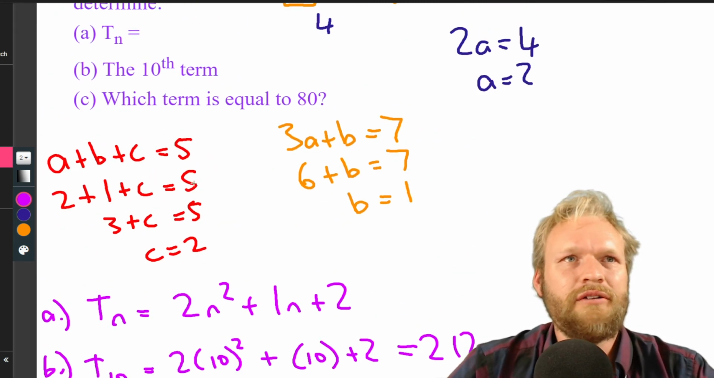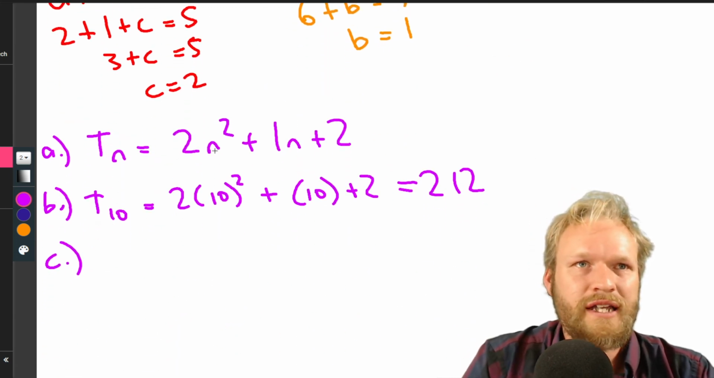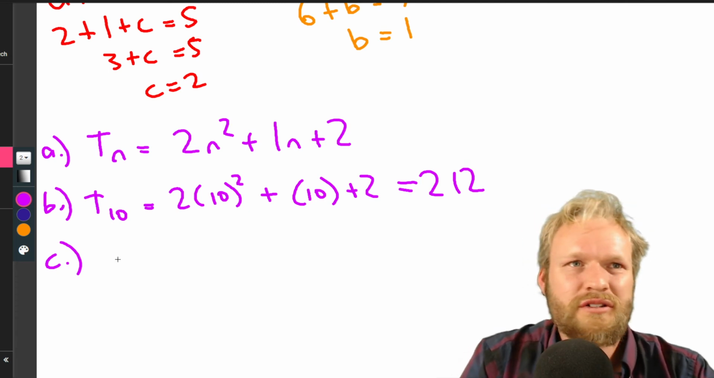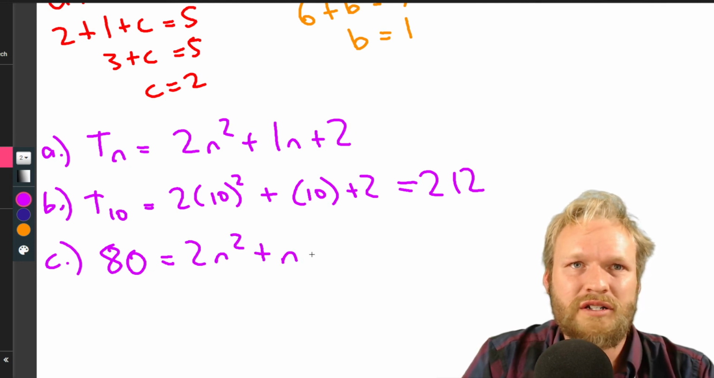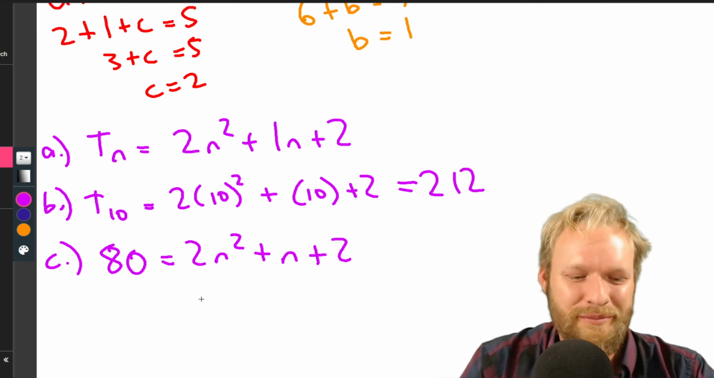Now for our last one, which term is equal to 80? Well, for here we can go, well, Tn equals all of this. So in other words, we're almost working backwards. We're saying the answer's 80, and we're trying to find out what n is. Which term gives us 80? So we need to work out n. Sometimes we feel like we're working backwards here.